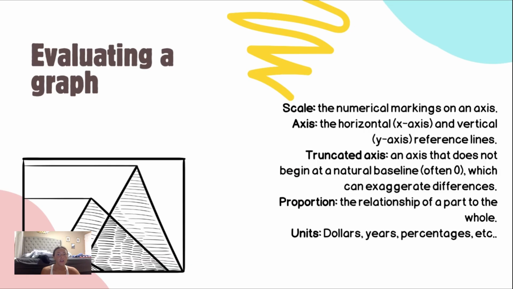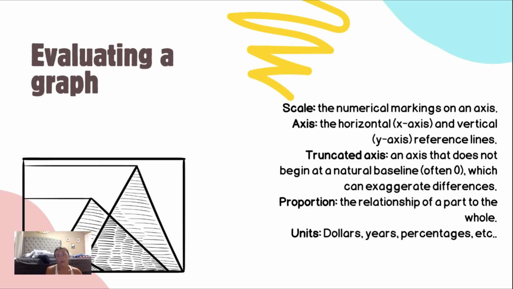So when evaluating a graph, first we're going to look at the scales and the axes. We're going to make sure that these are appropriate and evenly spaced so that there are equal visual distances and they represent the actual numerical values. Axes are the reference lines on the graph. The horizontal line is called the x-axis and the vertical line is called the y-axis. Scales are the numerical markings along the side of the axes.